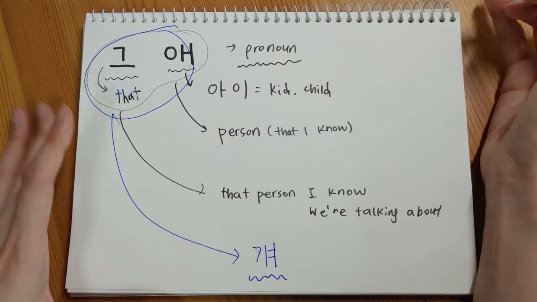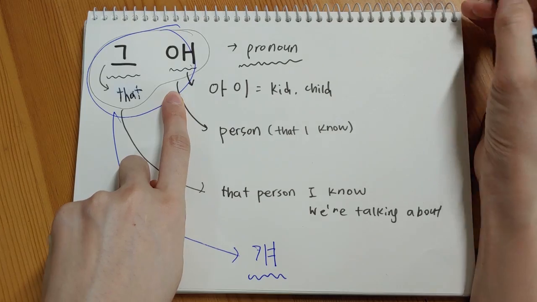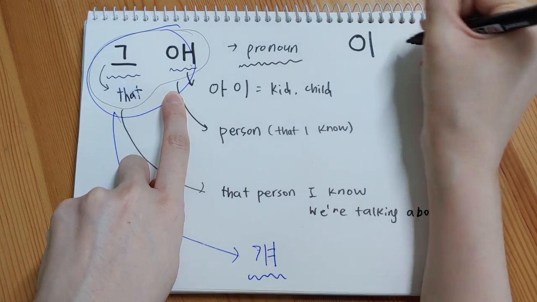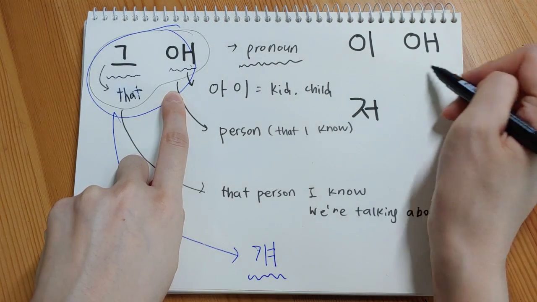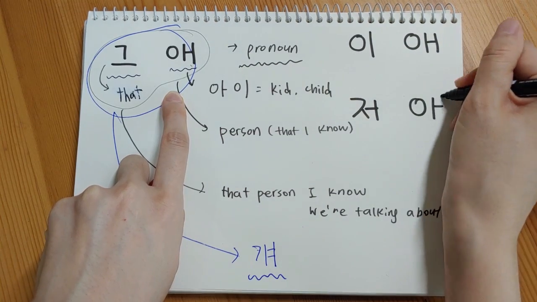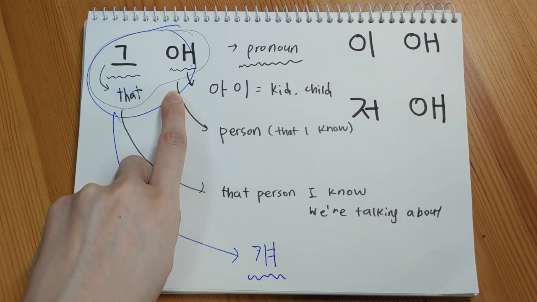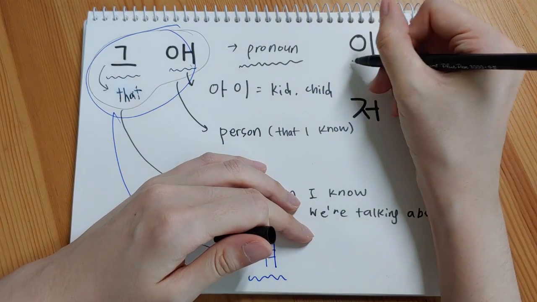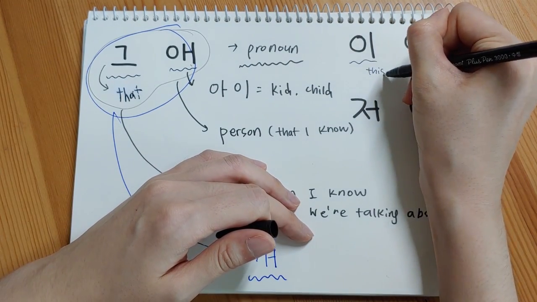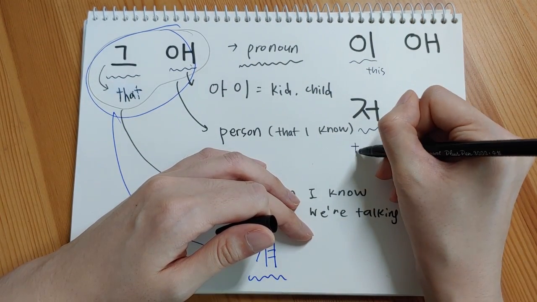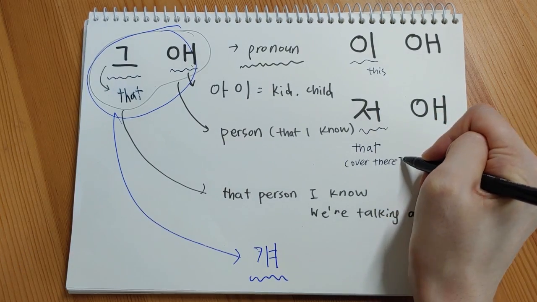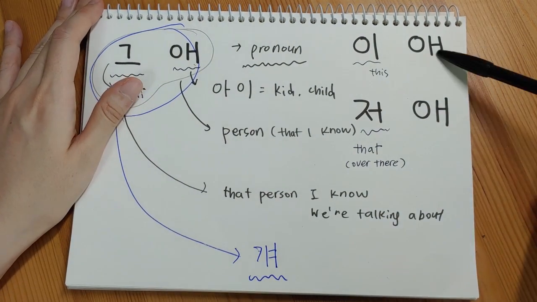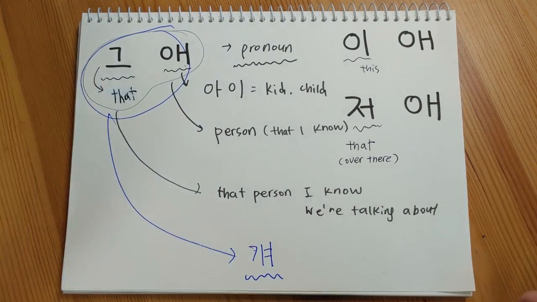And here, some of you might be wondering if 그애 is possible, then 이애, and then are 이애 and 저애 possible as well, because 이 is a modifier that means this, and 저 is also a modifier that means that over there. So are these two possible? And the answer is yes, these two are also used as a pronoun.